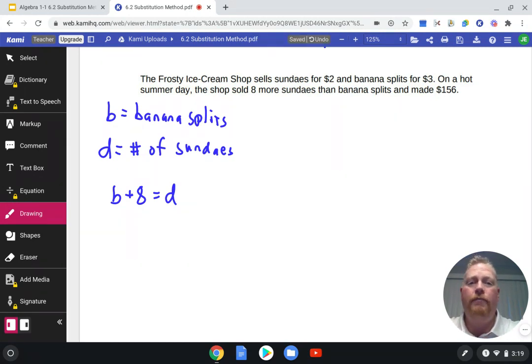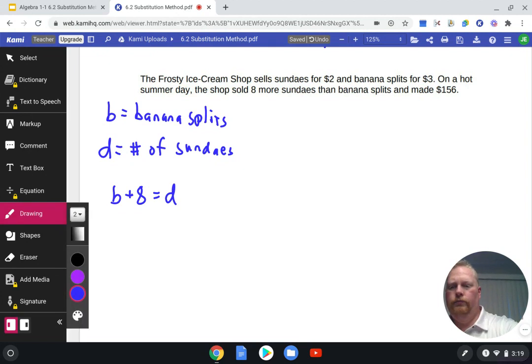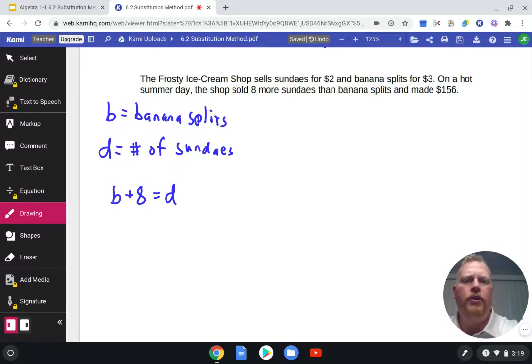Now let's start talking about money. Here they tell us that sundaes are $2 each, and banana splits are $3 each, and they sold all the stuff that they sold, and they got $156. So here's how I'm going to do this one. Sundaes are $2 each, so 2 times D, and $3 for banana splits, so 3 times B, and altogether they made $156. So those are my two equations.